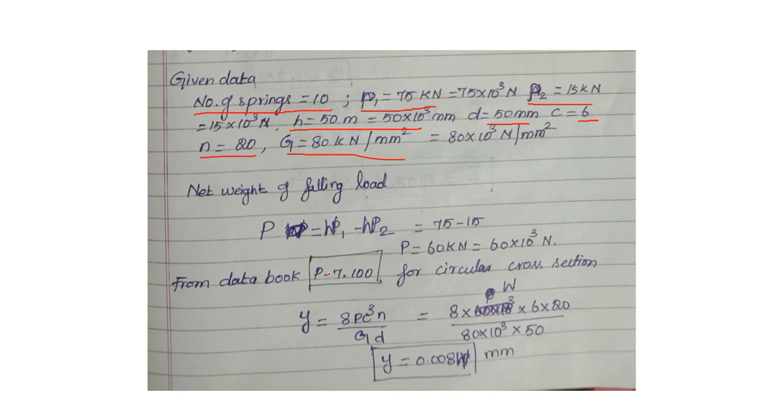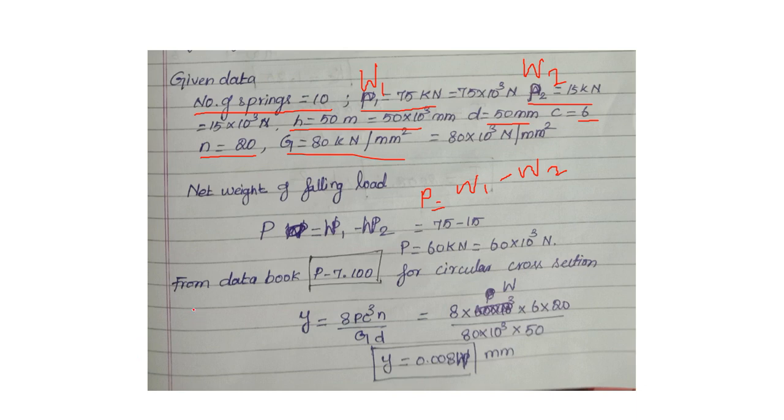Since I have to use P, this may be taken as W1 and this may be taken as W2, and I'm writing it over here. So the total load can be written as W1 minus W2, since W1 is higher, and that is the net weight of the falling load. For example, the weight of the cage after subtracting the counterweight would be 60 kilonewton.